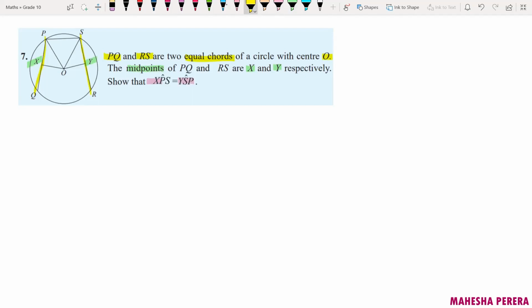Now it says these two chords are equal chords, so this means these lengths are equal. Now where are these angles? Angle XPS is here. The other angle is YSP, here. So we should prove that these two angles are equal.